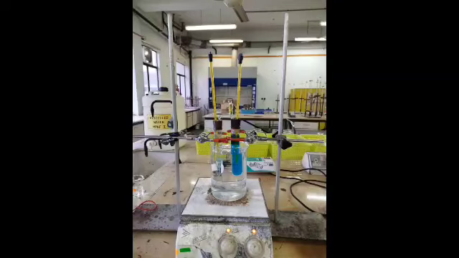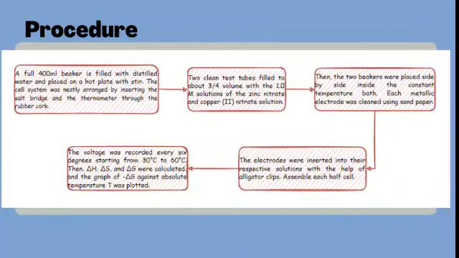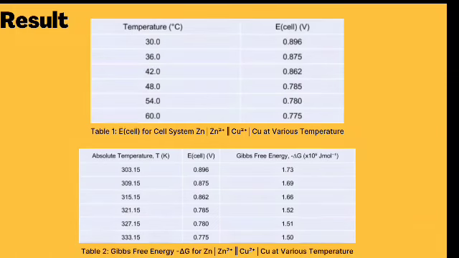After that, the beaker was heated by a controllable heating system until the temperature of the solution reached the target temperatures, which were 30, 36, 42, 48, 54, and 60 degrees Celsius. The reading of each cell was recorded. Then delta H, delta S, and delta G were calculated, and the graph of minus delta G against absolute temperature T was plotted. For the result, we start the temperature from 30 until 60 Celsius.